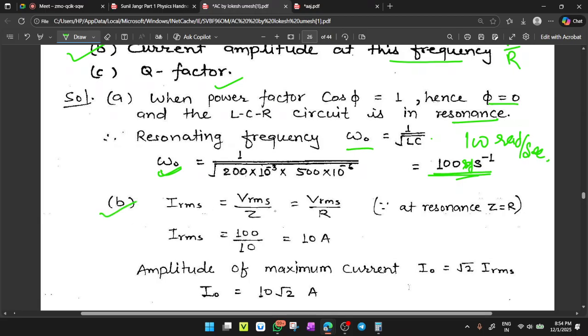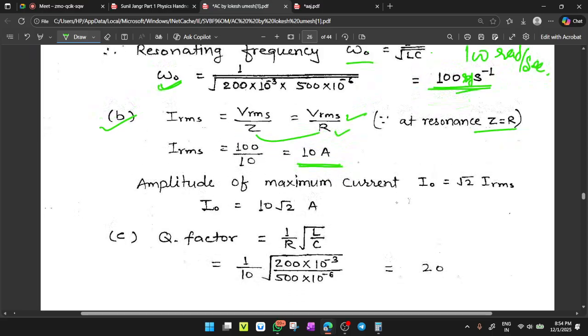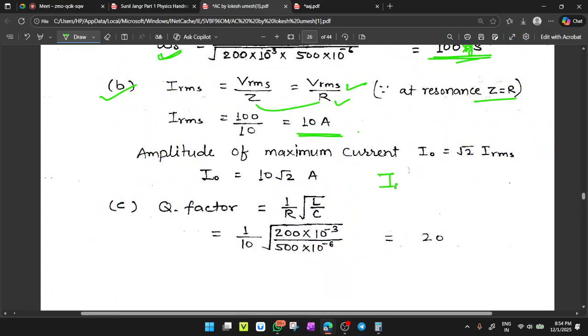Second case, I RMS in this situation is V RMS upon Z, that is V RMS by R. At resonance, Z becomes equal to R. So I RMS equals 10 ampere. So the maximum value of current, I naught, equals I RMS into root 2. Why? Because I RMS equals I naught by root 2. So I naught becomes I RMS into root 2, so it is equal to 10 root 2. Quality factor is given by 1 upon R under root L by C.